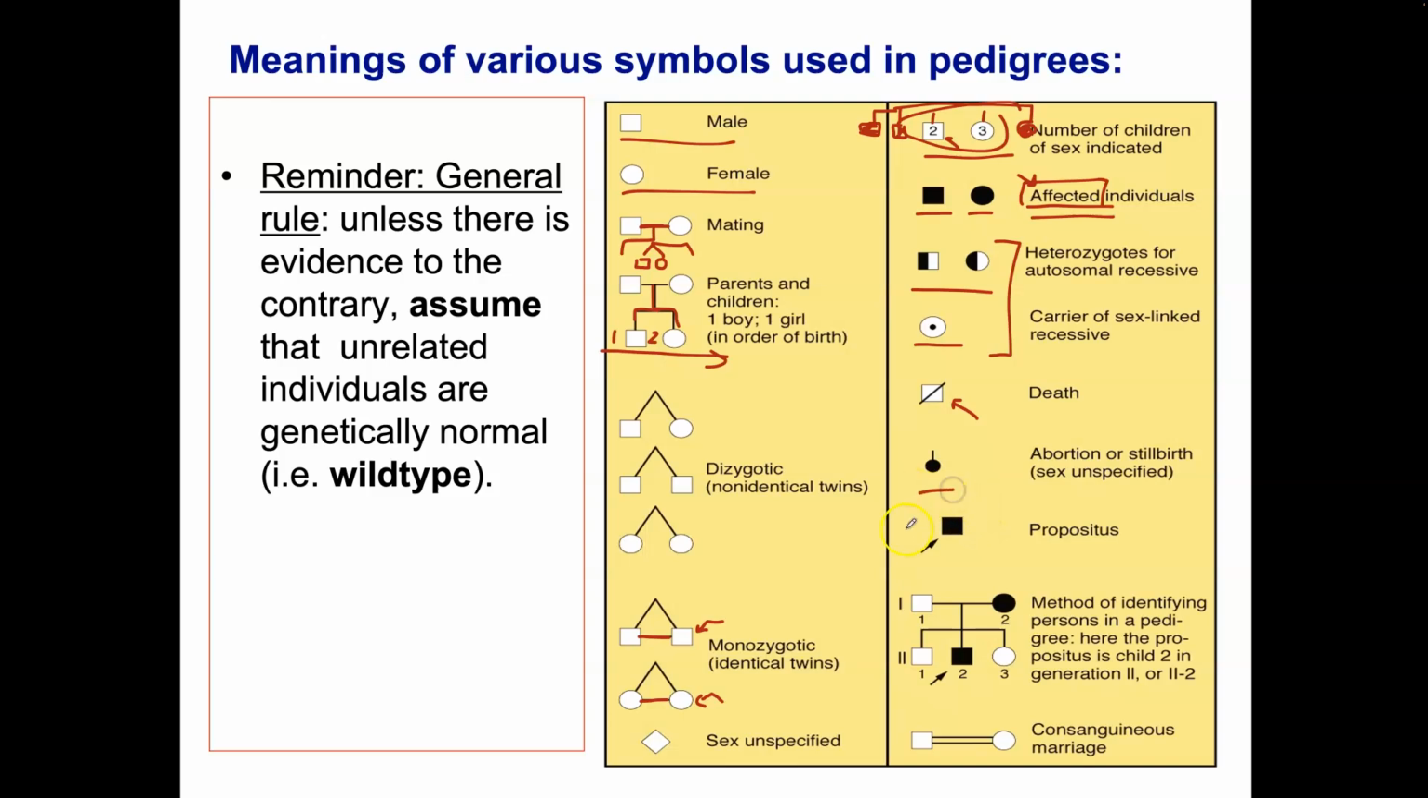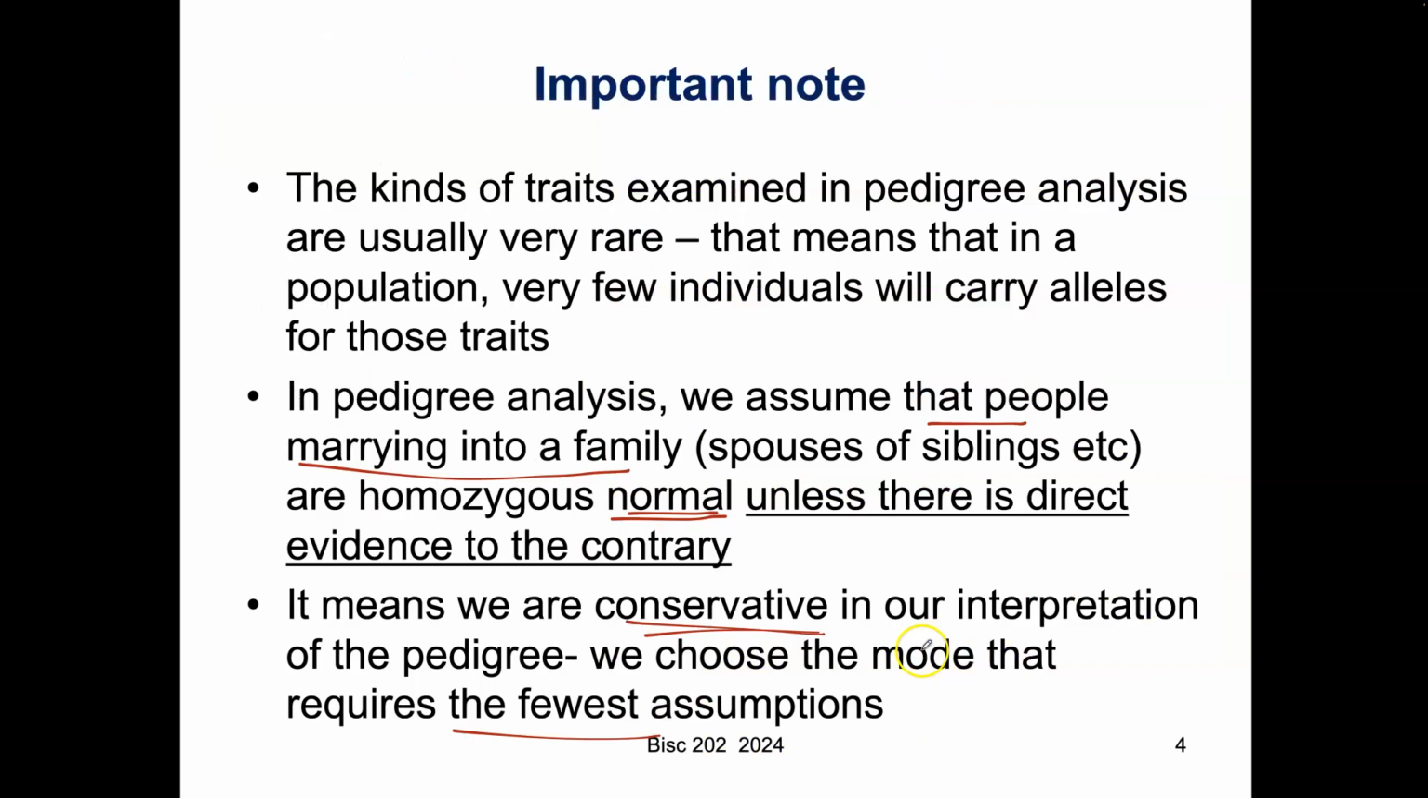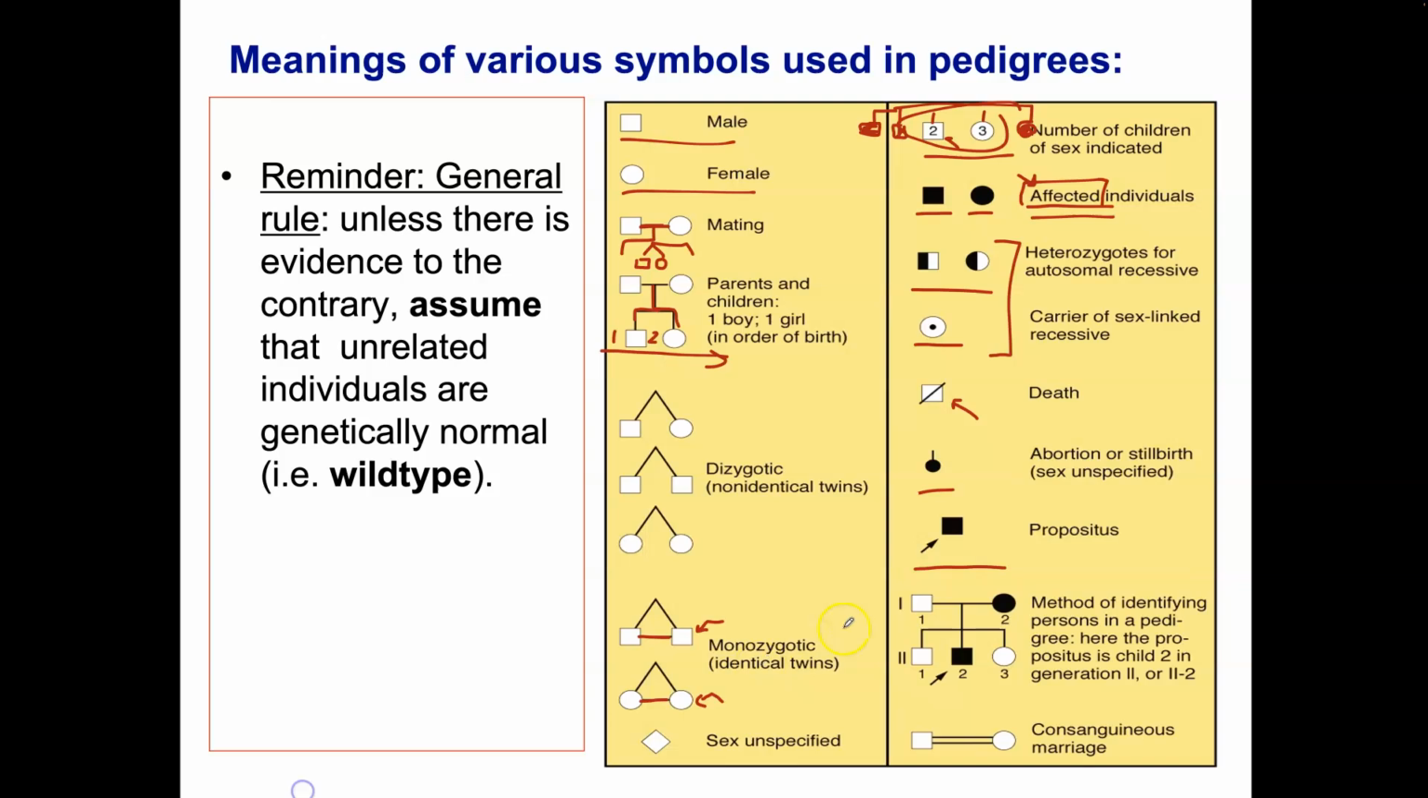I think I'll just skip over this because I don't think it's going to be relevant to anything we cover. The person who first comes to the attention of the medical people is called the propositus, and then there's an arrow that indicates them. And so this is how we draw the pedigree.